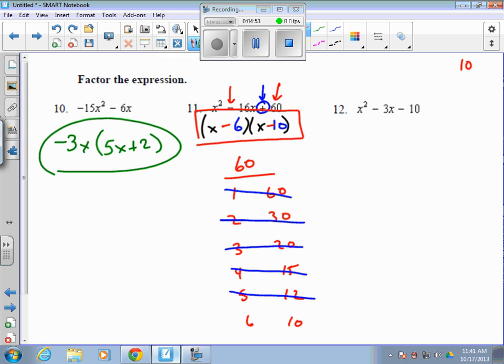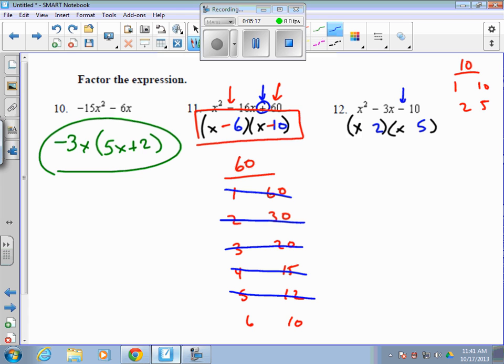Look at your factors of 10 real quick. 1 times 10 and 2 times 5 are the only ones you can use. So open up two sets of parentheses again, x times x, and which pair will give you the number 3? 1 and 10 is either going to give you 11 or it's going to give you 9. 2 and 5 is either going to give you 7 or it's going to give you 3. So 2 and 5 are the only numbers we can use.